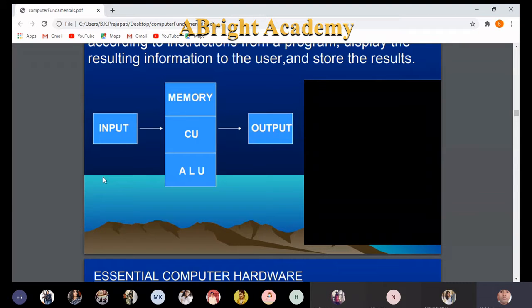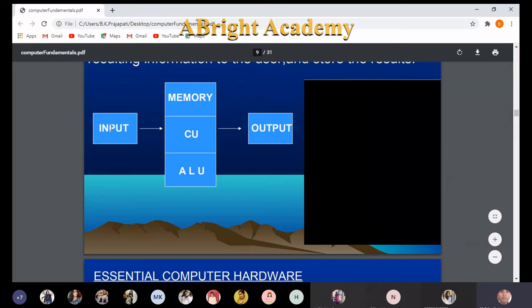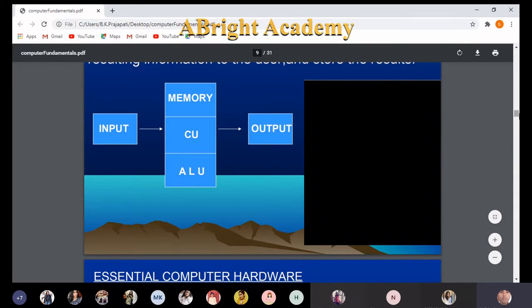So this is the flow diagram of a computer. We have an input, then we have a CPU. The CPU is divided into three parts: memory, control unit and ALU, and then output.